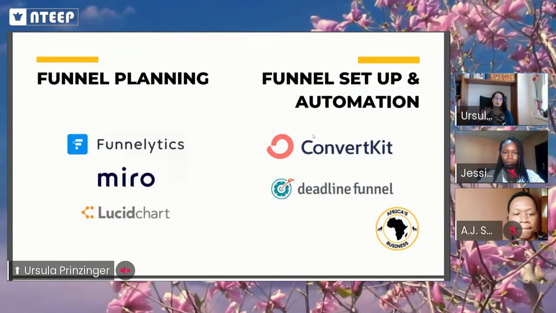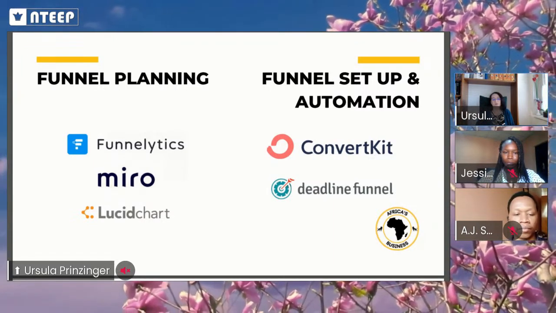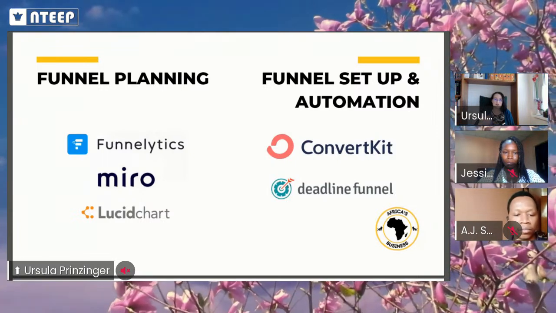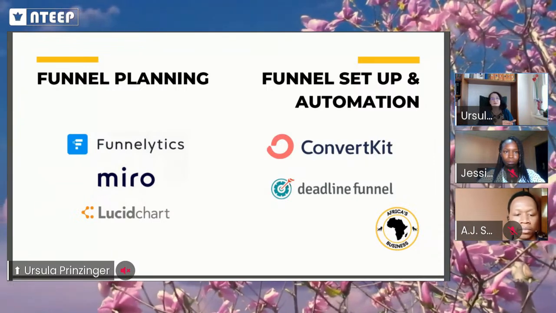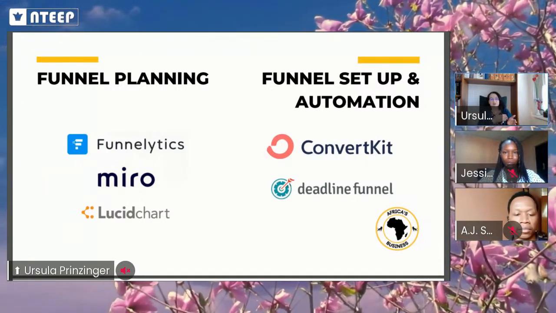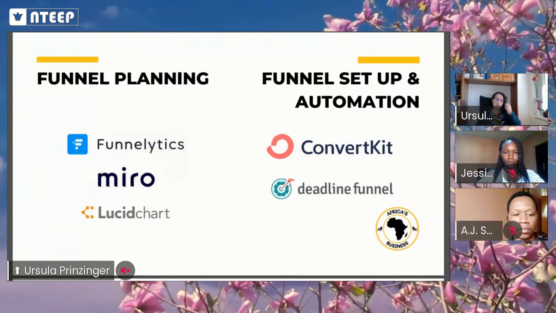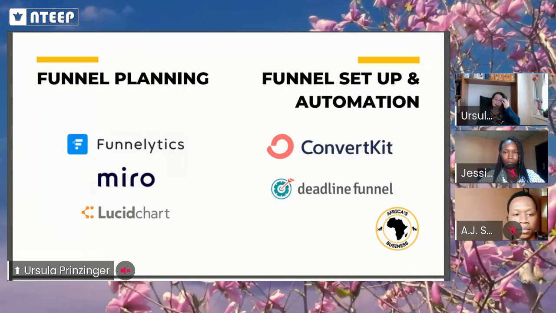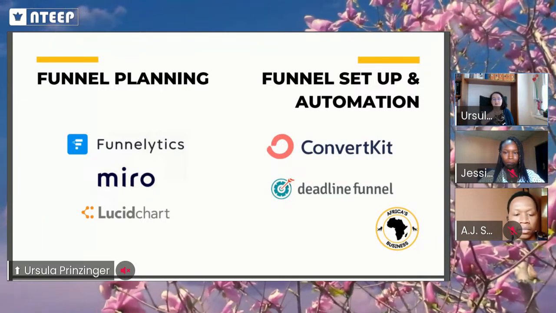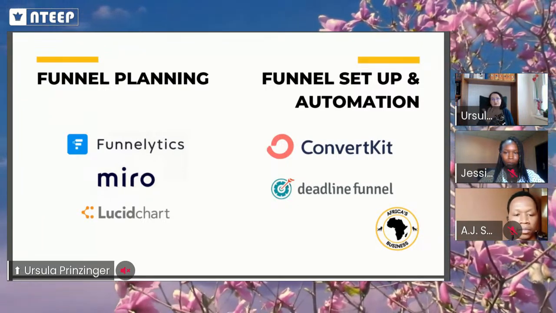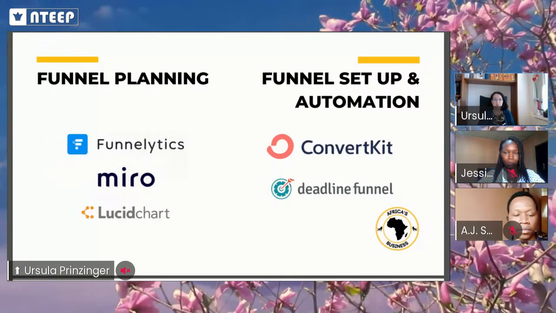And then there is the more feature part of programs. So when it's about to set up the funnel and to automate what's going to happen, because this is, of course, everything, every step that we were talking about right now is, of course, automated. And there are programs like ConvertKit and Deadline Funnel to implement the steps that you want to see from the moment someone is seeing an ebook and wants to download the ebook.